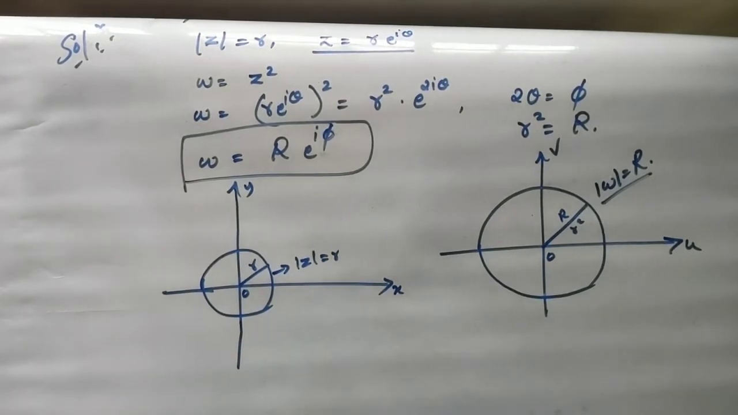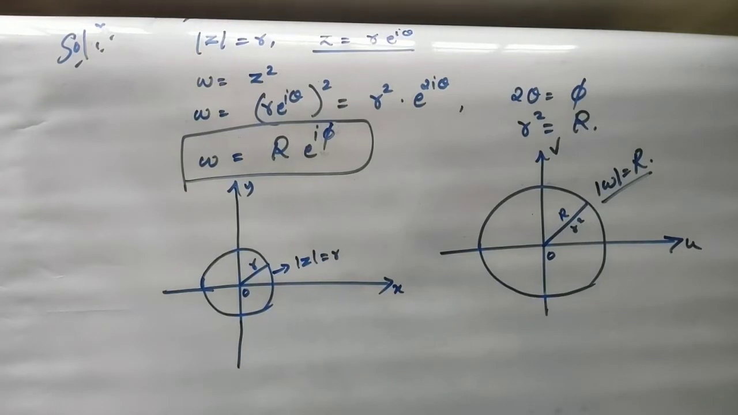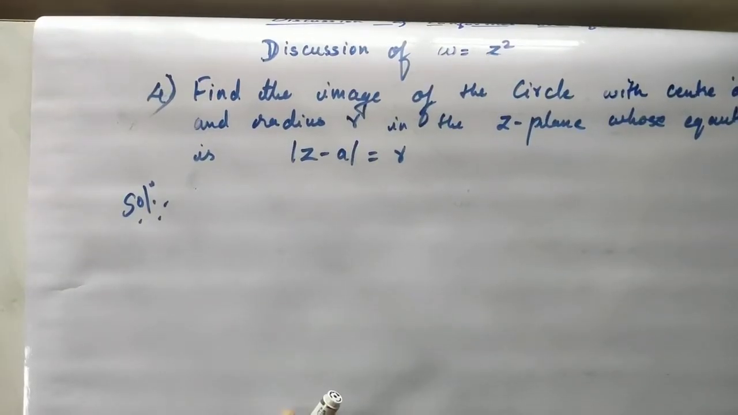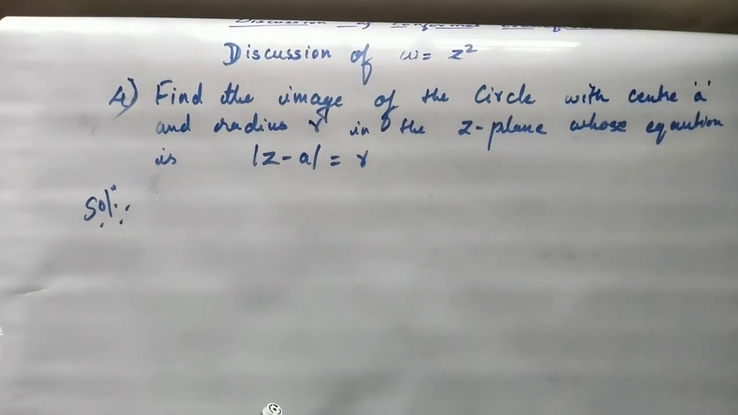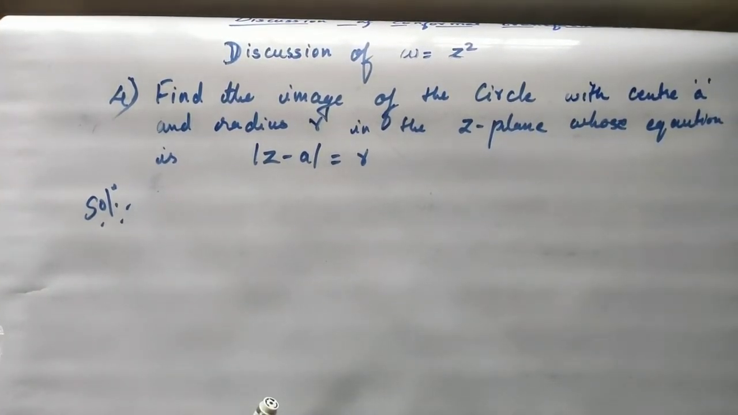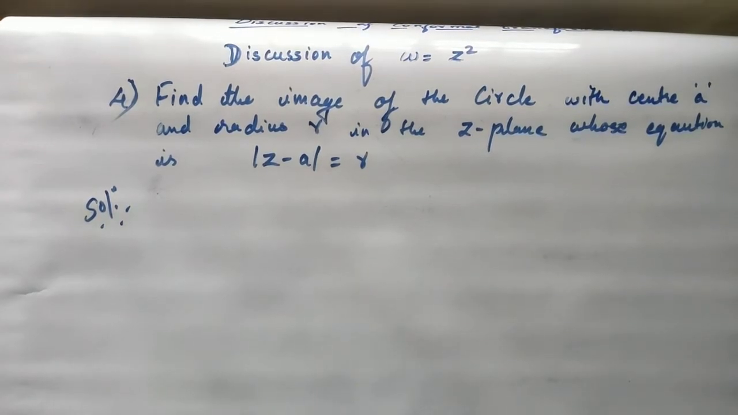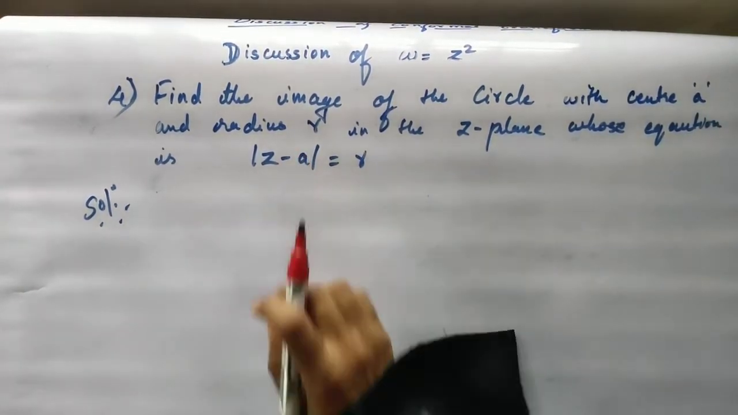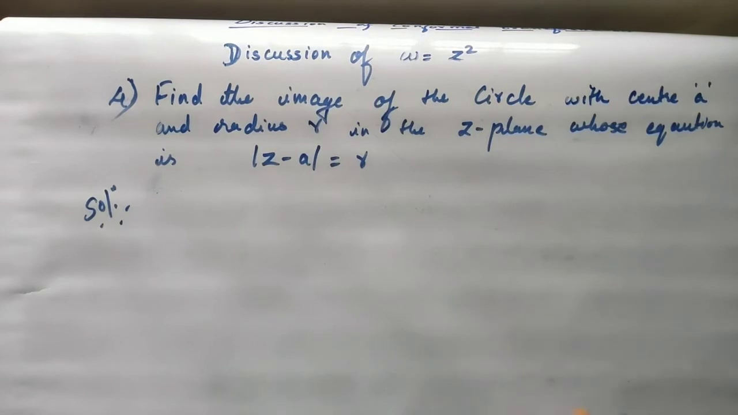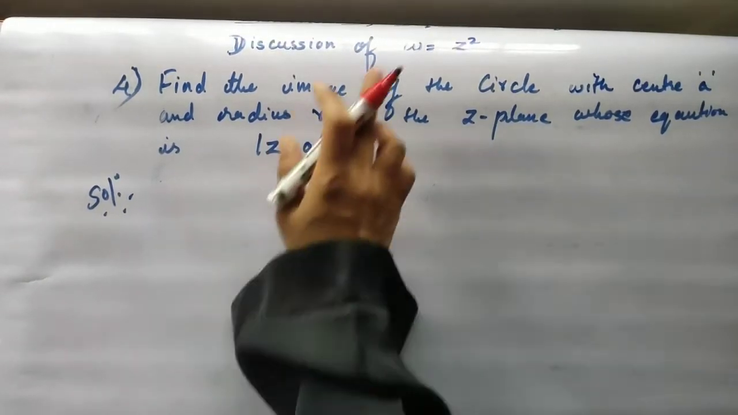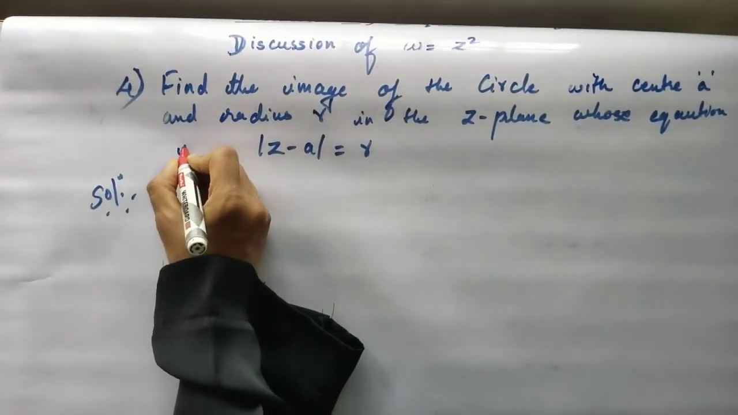Let's continue with one more problem on this. Find the image of the circle with center at the point a and the radius r in the Z plane, whose equation is mod of z minus a = r. Under this transformation, if the circle is given to us with center at the point a and radius r units, where it will be transformed to, or what shape it will take, we'll see now.